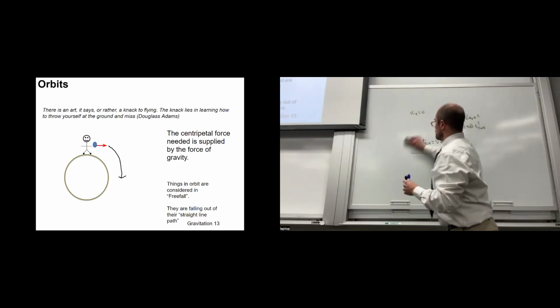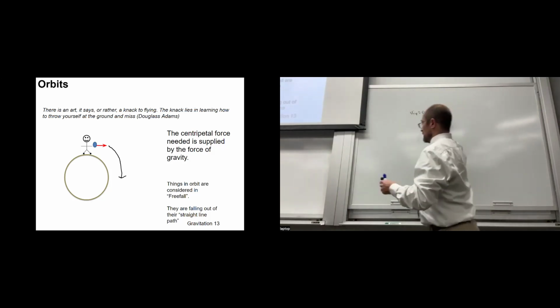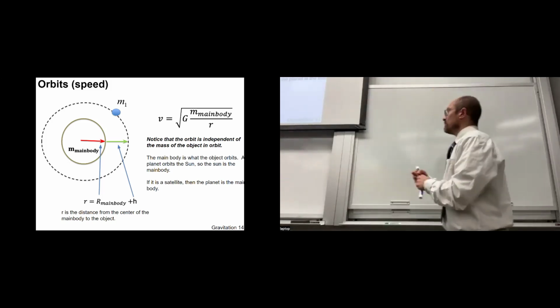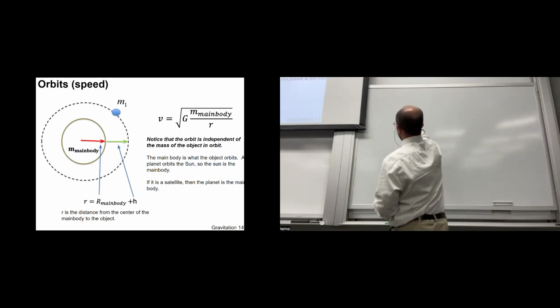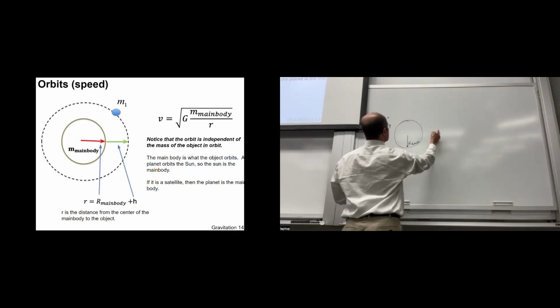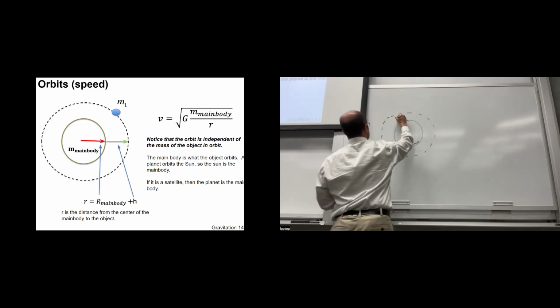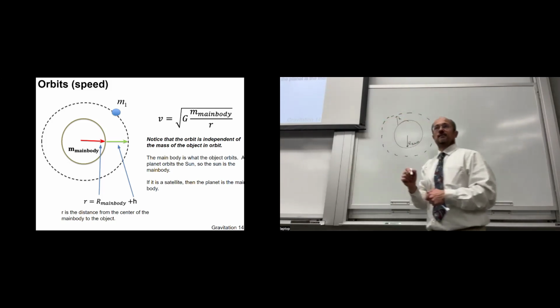I'm going to erase this. So we're going to look at orbits. And the idea is that if you move fast enough, you can do that. Now we're going to derive this equation, but I have it up here as a start. So the idea is the following. We're just going to say the radius of some planet, and you want to orbit above that planet at some distance h above the surface.